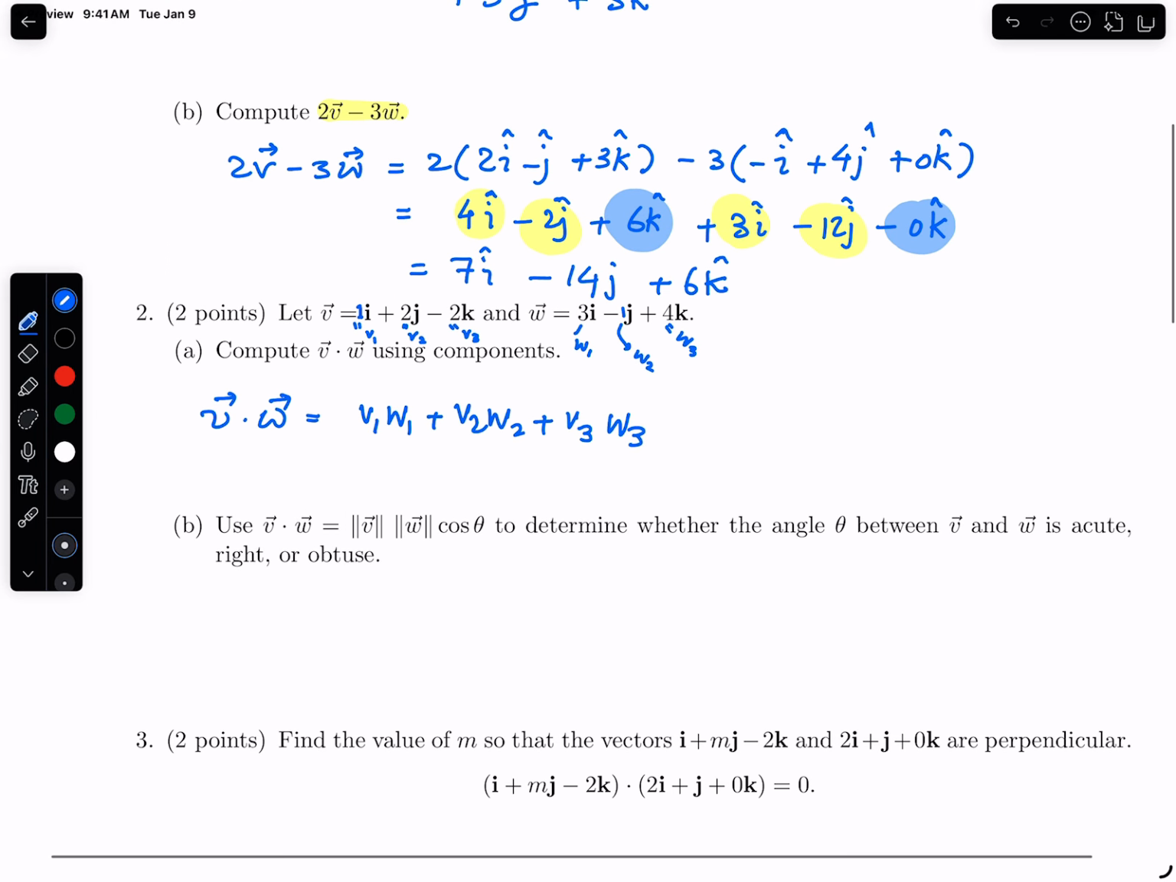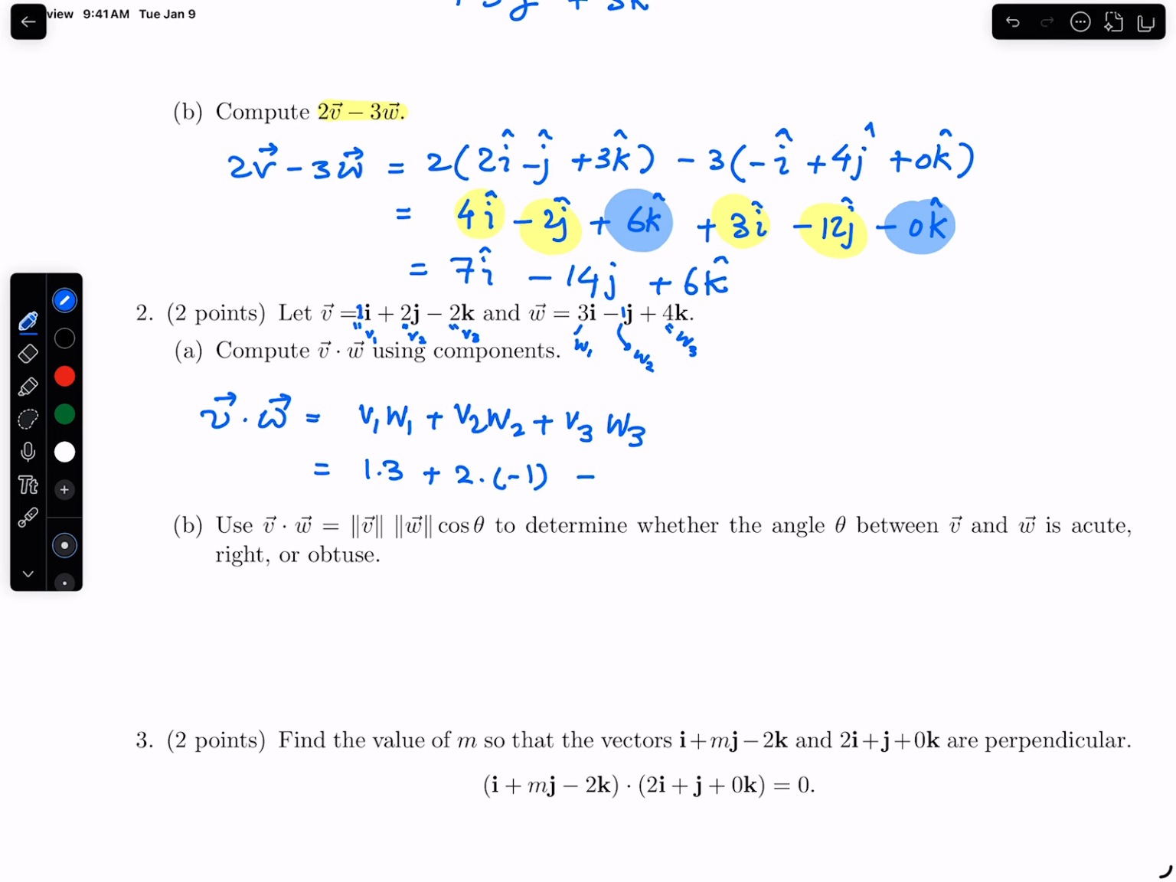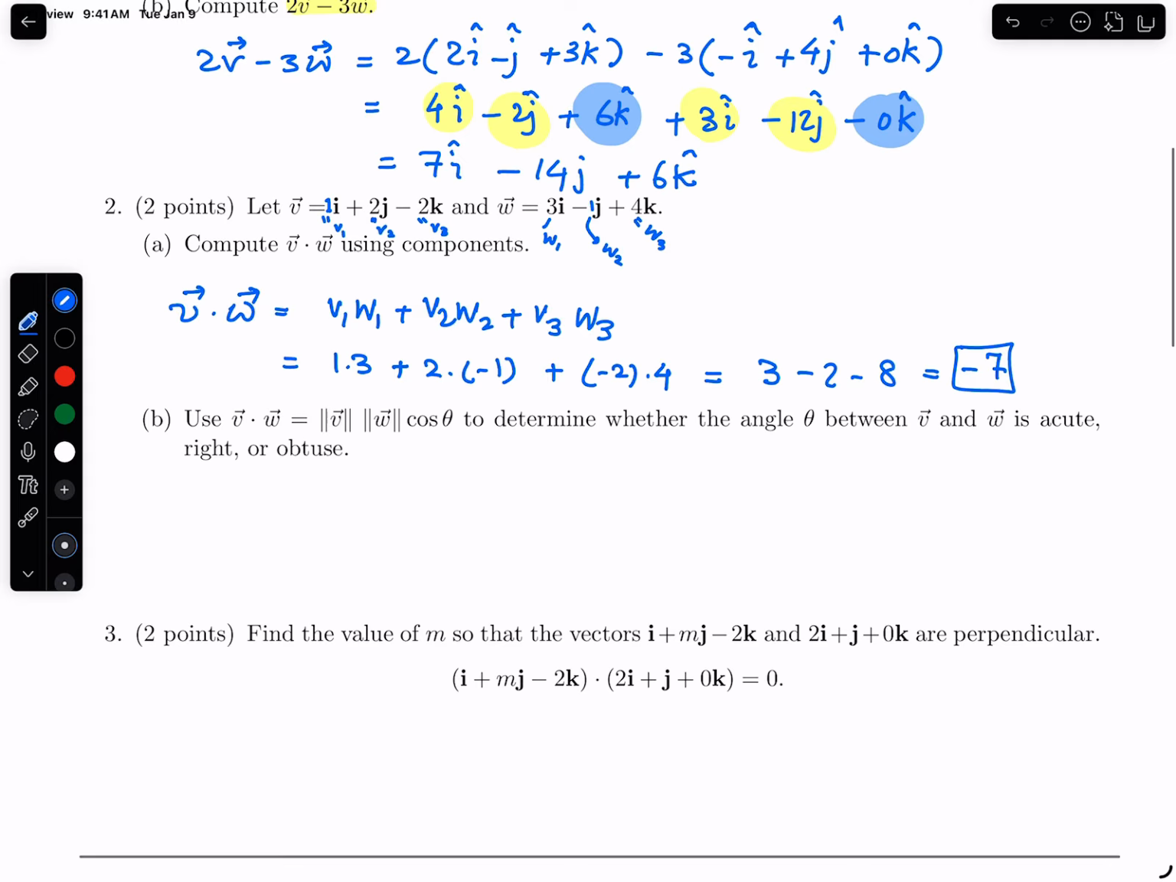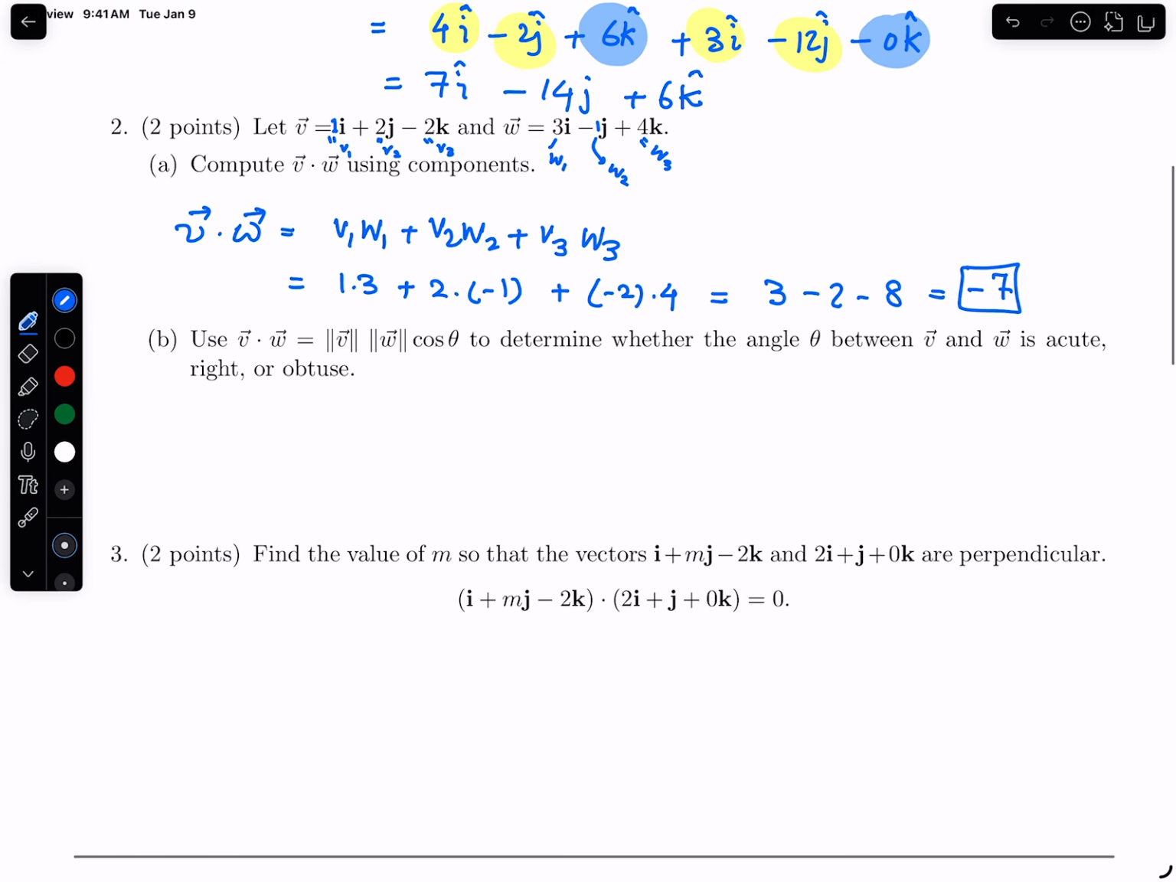So if I use this definition now, I'm using v1 times w1, which is 1 times 3, plus 2 times negative 1, plus negative 2 times 4, which is 3 minus 2 minus 8. So this is negative 7. Okay. Now I have to find whether the angle between these two vectors is acute, obtuse, or right.